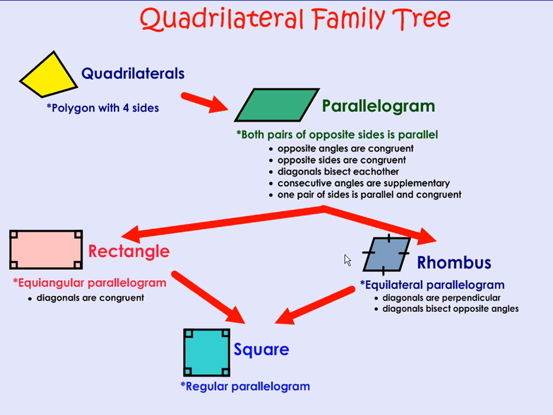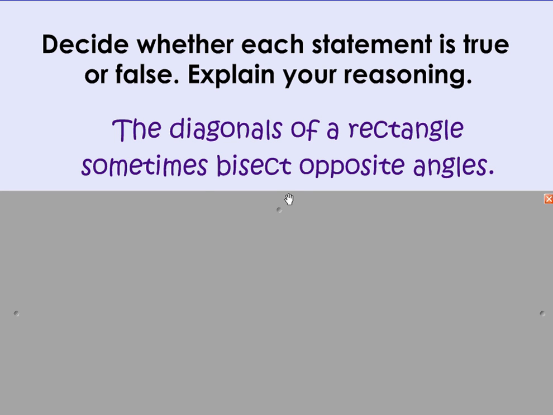Well, a rectangle can sometimes be a rhombus when it's a square, because a square is both a rectangle and a rhombus. So we can consider it to happen sometimes. Looking back at our statement, it says sometimes bisect opposite angles, and this is true, so we'll go ahead and mark this as true. We can say this is true when a rectangle is a square.